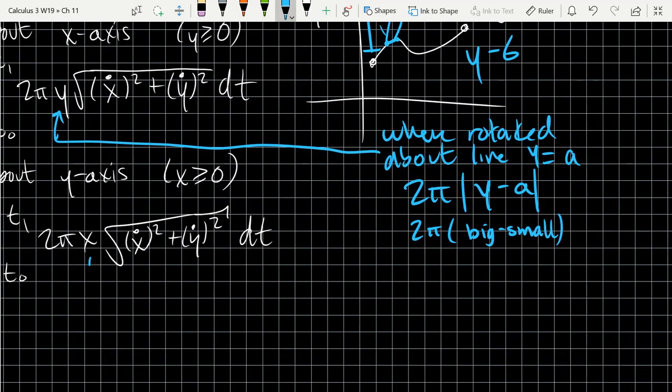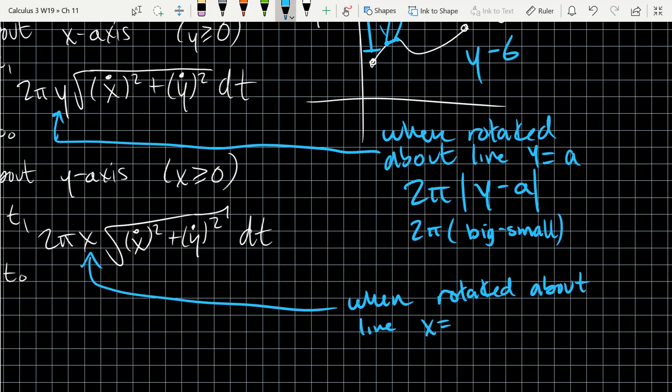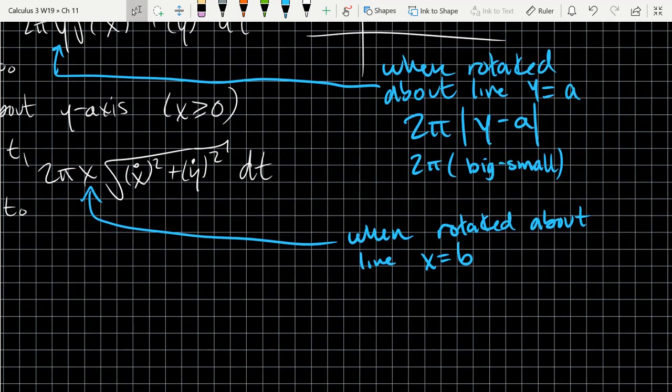So if we are rotating about a vertical line, what's playing the same role, that's counting how big the radius is, will be the x in this case. So if we rotate about the line x equals b, that will turn into 2 pi absolute value x minus b. Or again, you can go with big minus small.